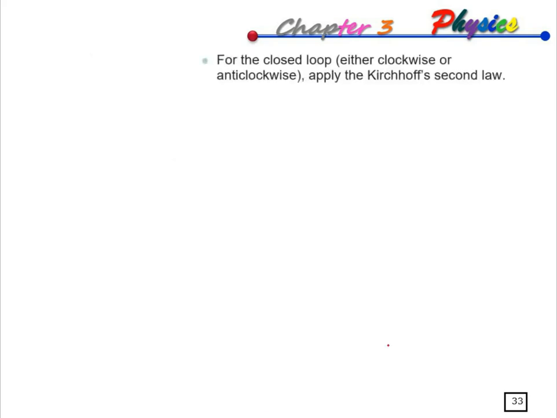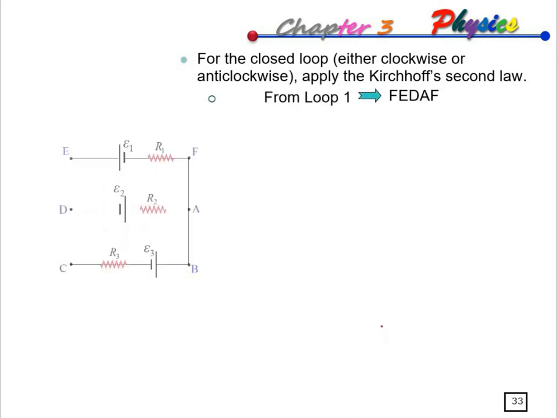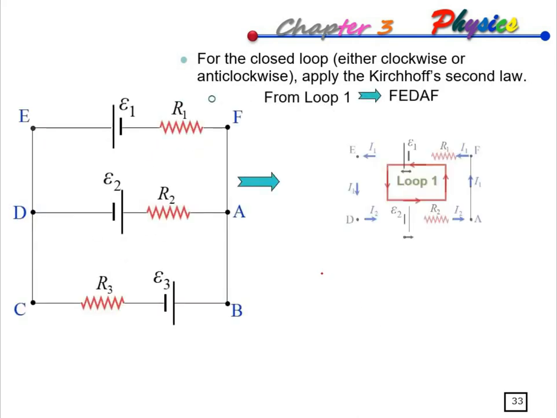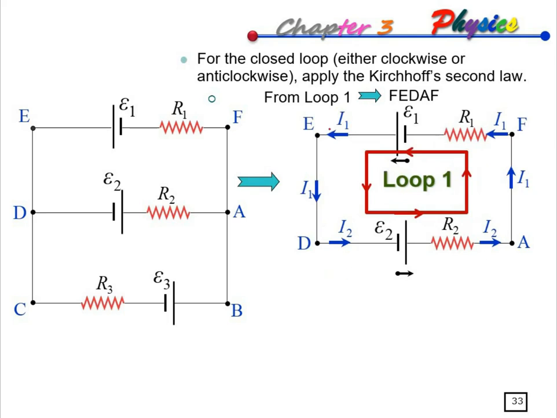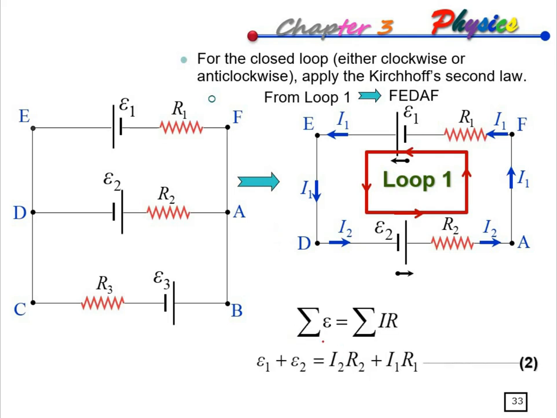So for loop 1, look at loop 1. Loop 1 goes from F, E, D, A, and back to F. We examine this loop by using the Kirchhoff voltage law: the summation of EMF equals the summation of the product of I times R. From here you follow the direction of the loop from the right side to the left side.